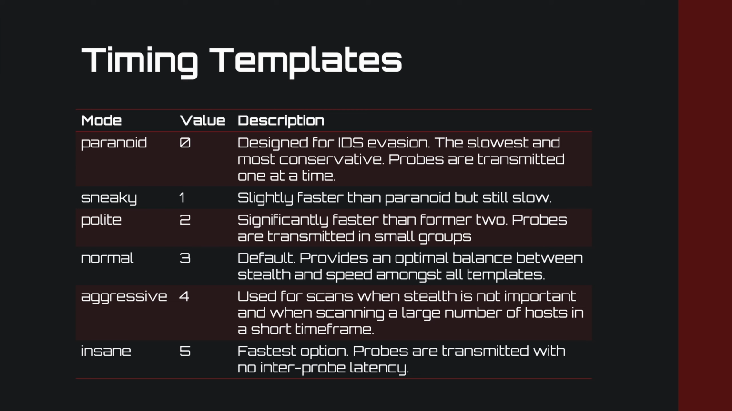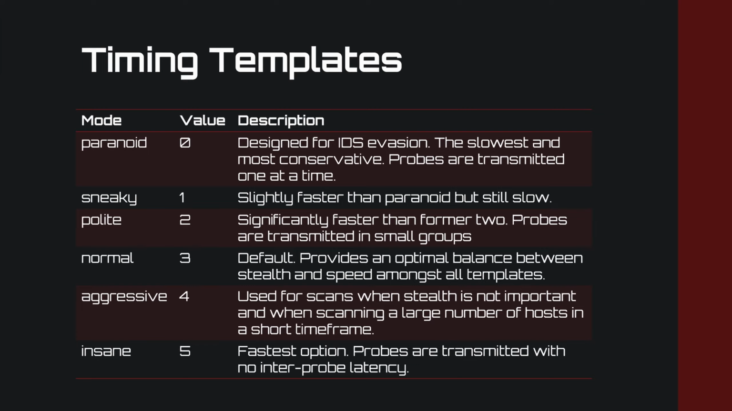The second mode, which is called sneaky, comes with a value of 1 and is typically faster than paranoid and dispatches each probe with a delay of 15 seconds between them. So much faster, but still relatively slow. The third mode, which is called polite with a value of 2, is significantly faster than the former two, as probes are instead transmitted in small groups, each with a 1 second delay between them. The fourth mode, which is called normal, comes with a value of 3 and is the default option. And essentially it provides an optimal balance between stealth and speed amongst all of the available templates.